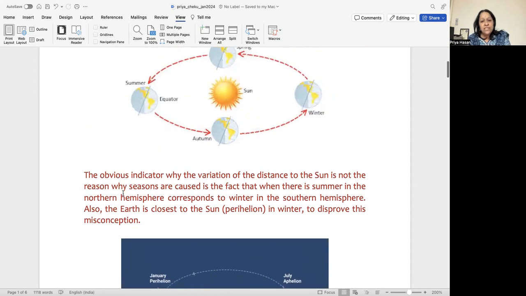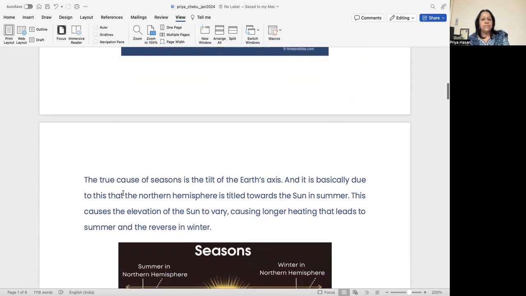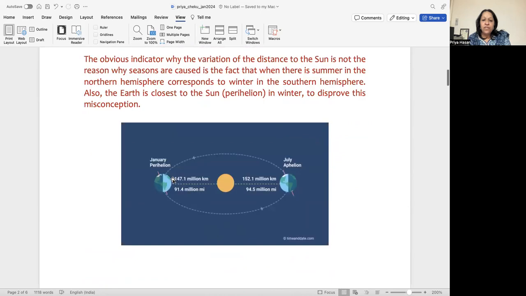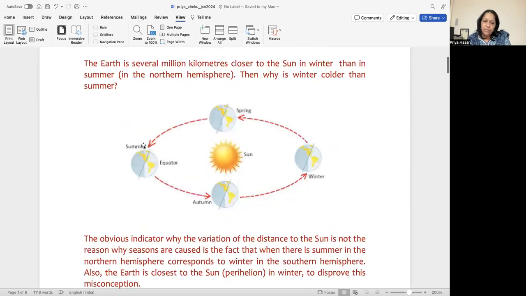So let us see what is the actual reason why we have seasons. And the true cause of seasons is actually the tilt of the Earth's axis. And this is basically because if you again look at this image, you can see that when it's summer, the northern hemisphere is basically tilted towards the sun, while the southern hemisphere is away from the sun. So this gives you summer in the north and winter in the south.